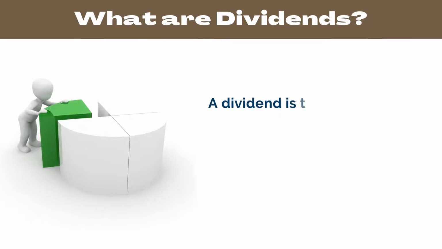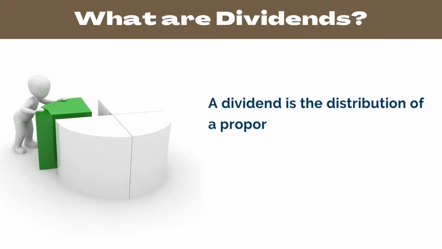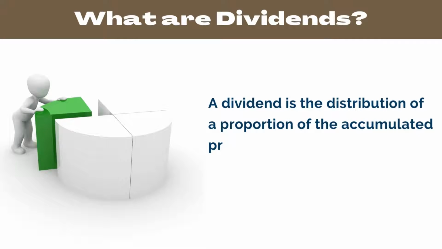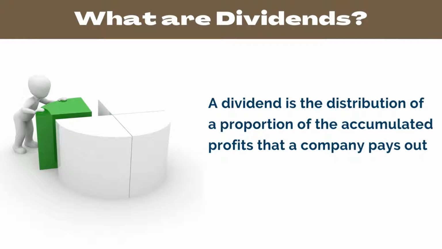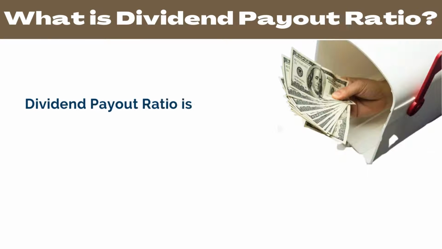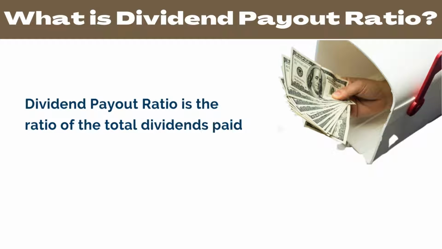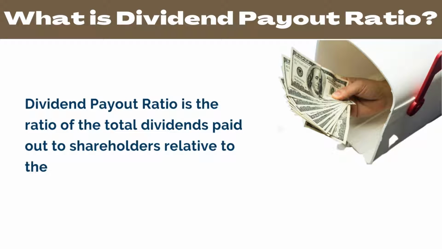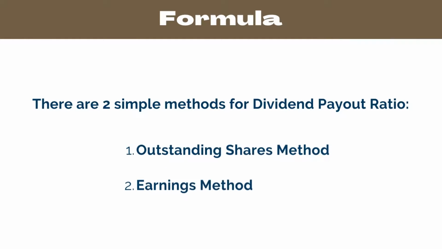What are dividends? A dividend is the distribution of a proportion of the accumulated profits that a company pays out to its shareholders. Dividend payout ratio is simply the ratio of the total dividends paid out to shareholders relative to the net income of the company. What is the formula of dividend payout ratio?